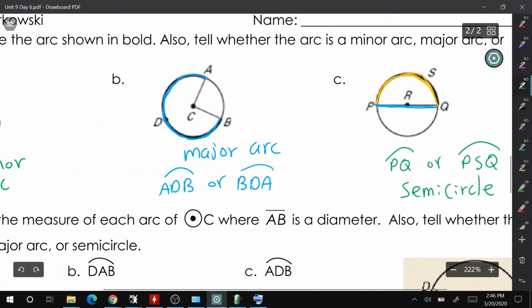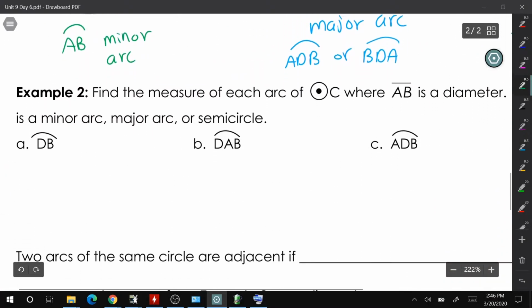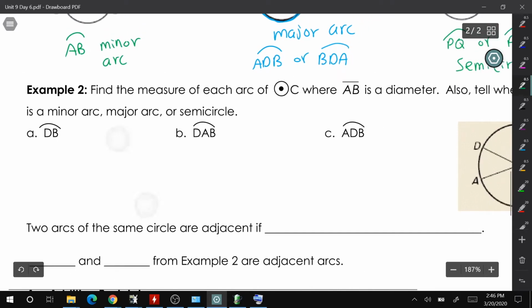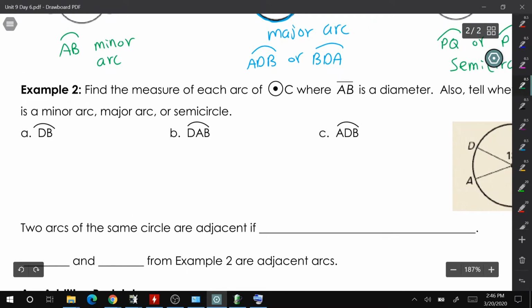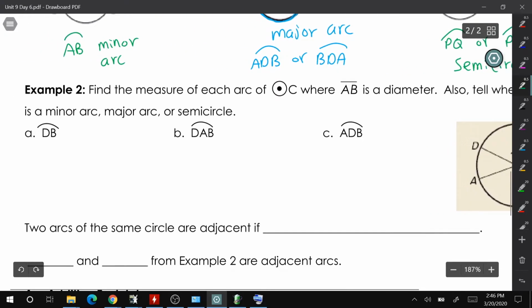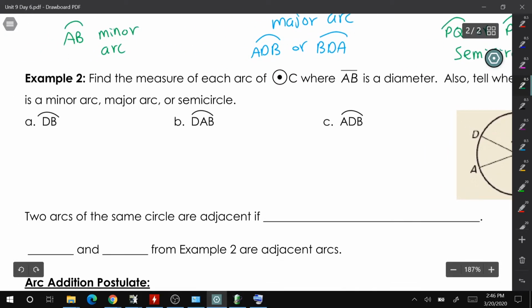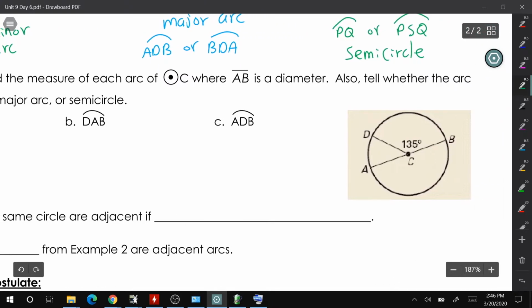All right, now let's look at example 2. Find the measure of each arc of circle C, where AB is a diameter. Also tell whether the arc is a minor arc, major arc, or semicircle. So DB is right here, this arc. So it's the same picture we had on the front. So DB is 135, and it is a minor arc.